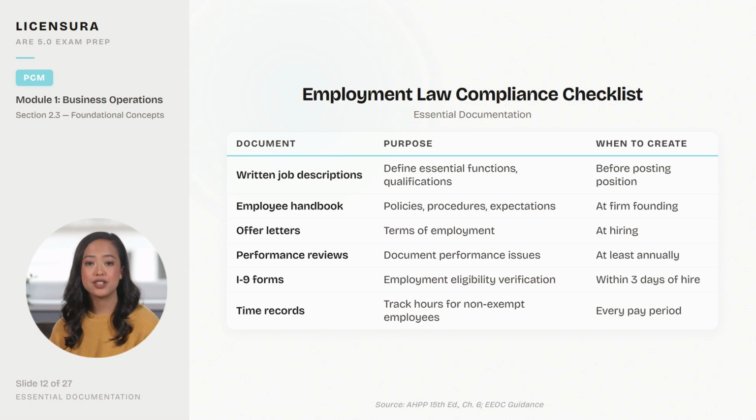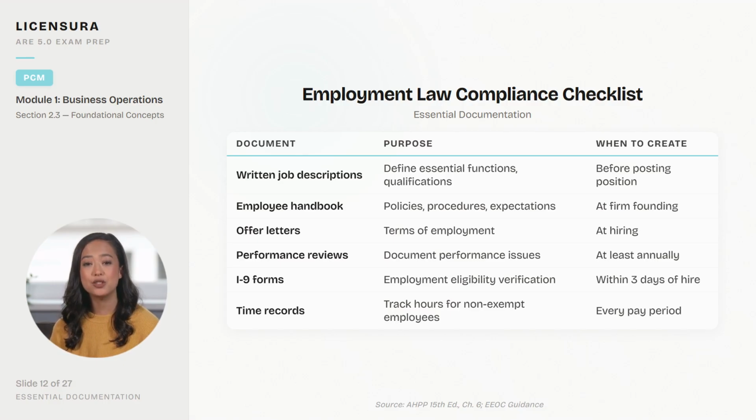Most employment lawsuits don't come from dramatic events. They come from inconsistency. You fire one person for being late, but only warn another. You ask different interview questions depending on the candidate's gender. You document performance issues for some employees, but let others slide. That gap between how you treat different people, that's where lawsuits start. Firms that avoid employment claims don't just have good luck, they have good systems. So let's build yours. Start with documentation.